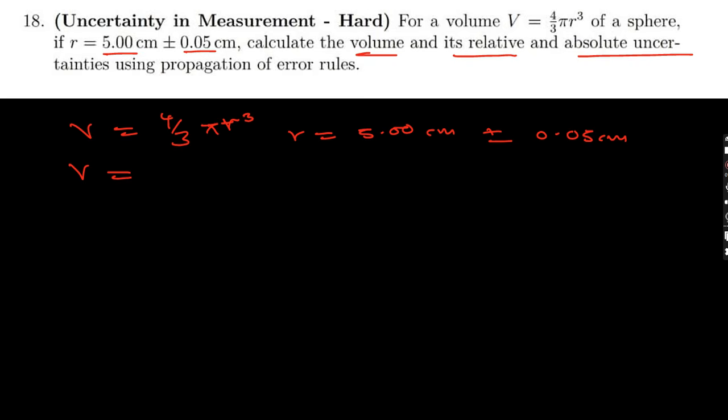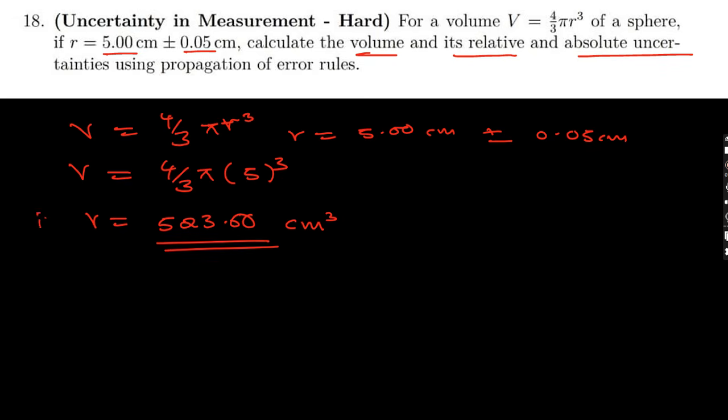Now what you are going to do is this: to find the volume, we're going to say 4 over 3 pi, where there is r you put 5, then to the power 3. So our volume is going to be, once you punch this on your calculator, 523.6 cubic centimeters. The units are very important. This is the volume. This is our first part.